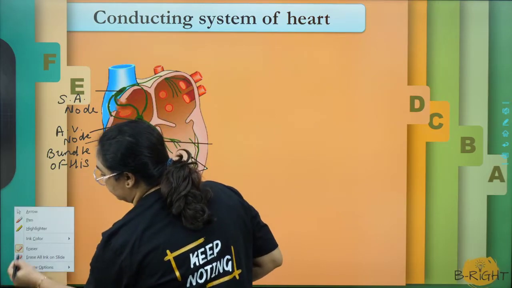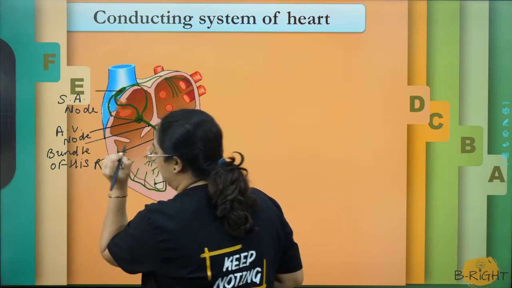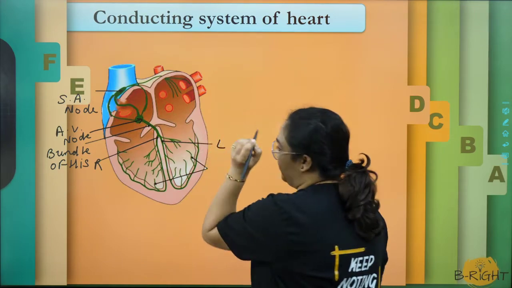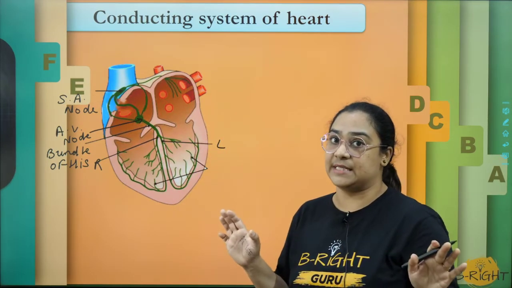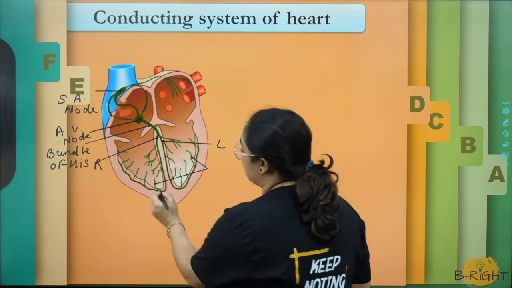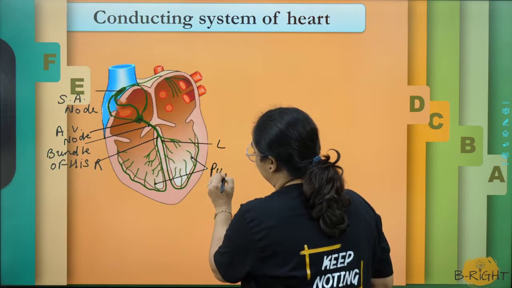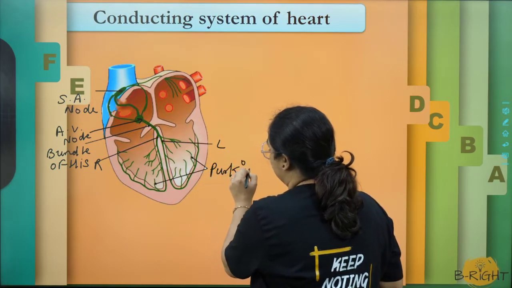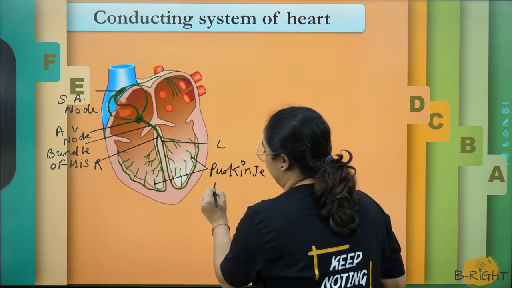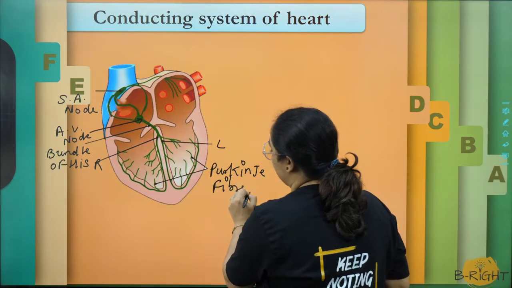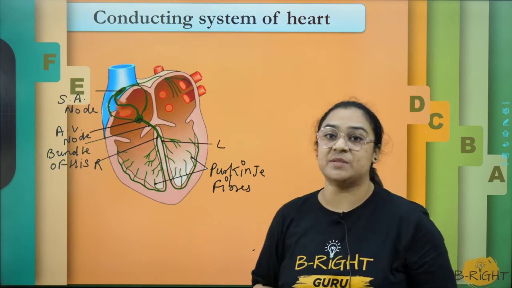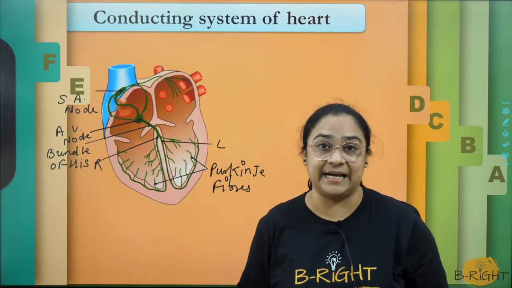Okay, yes, this is the right bundle of His and this is the left bundle of His. ये आपसे नहीं पूछा जाएगा. Directly after the bundle of His they will ask you about Purkinje fibers. तो ये हो जाता है आपका Purkinje fibers, right? ऑलराइट, तो इससे देखो आपका लॉजिकल सीक्वेंस वाला क्वेश्चन भी बहुत ही अच्छी तरीके से तैयार हो जाता है.